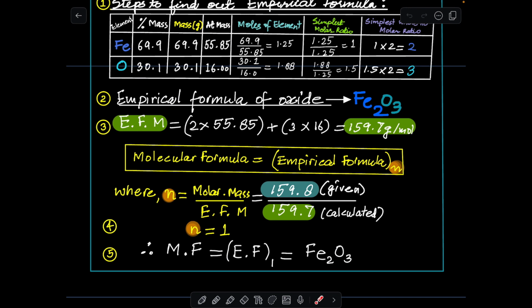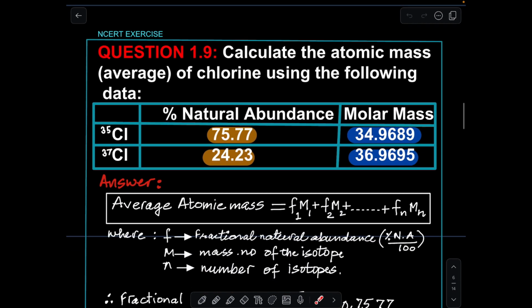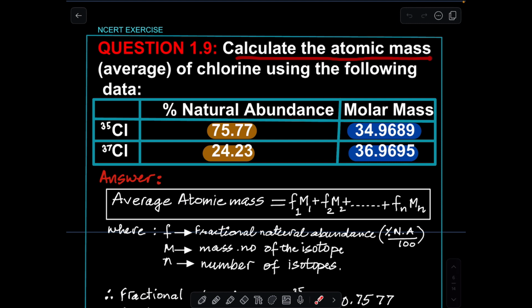Therefore, the molecular formula is the same as the empirical formula, that is Fe2O3. So the molecular formula of the oxide will be Fe2O3, and this is your ferric oxide. Okay. Next question, 1.9. Calculate the average atomic mass of chlorine using the following data.